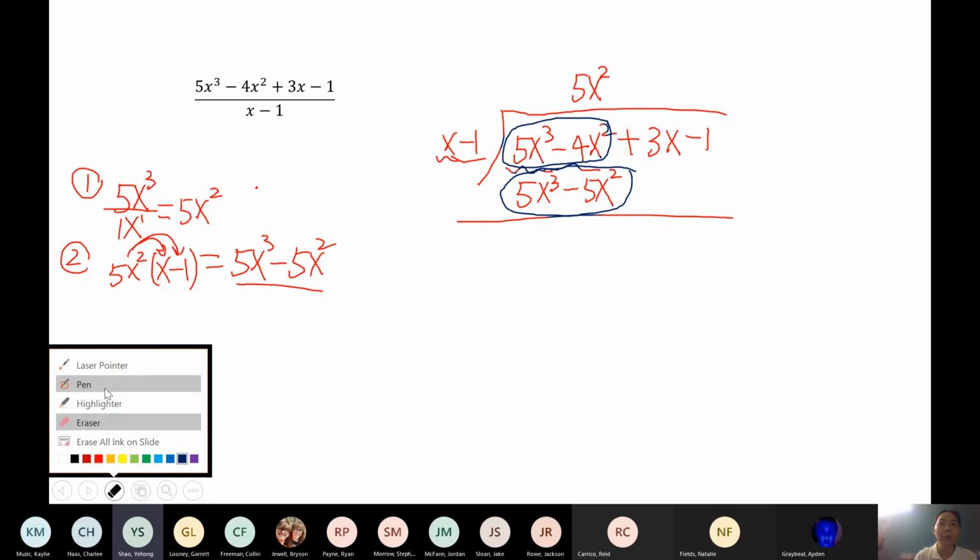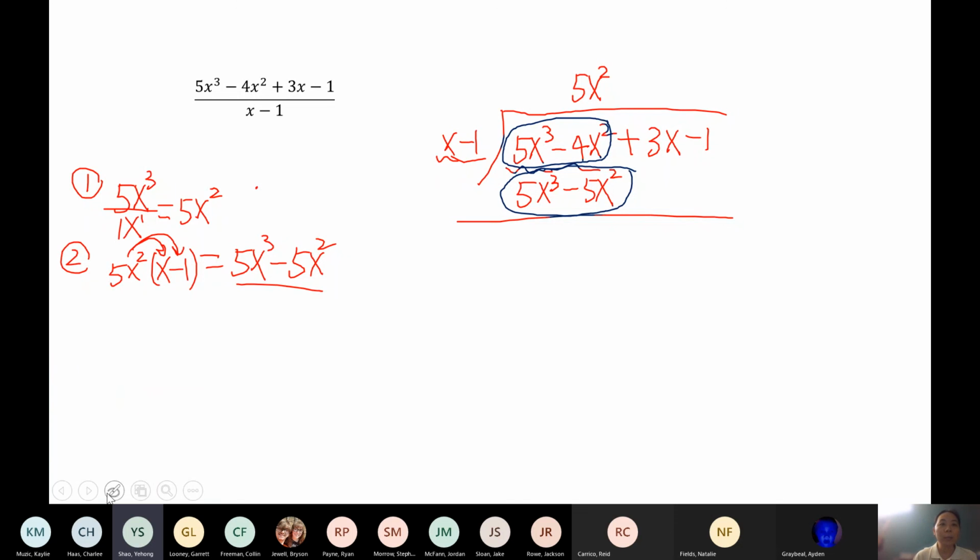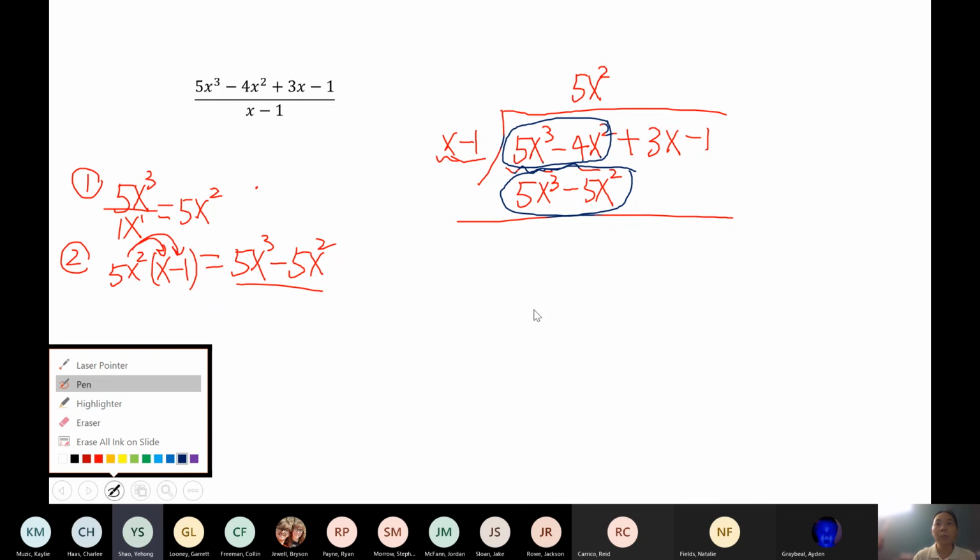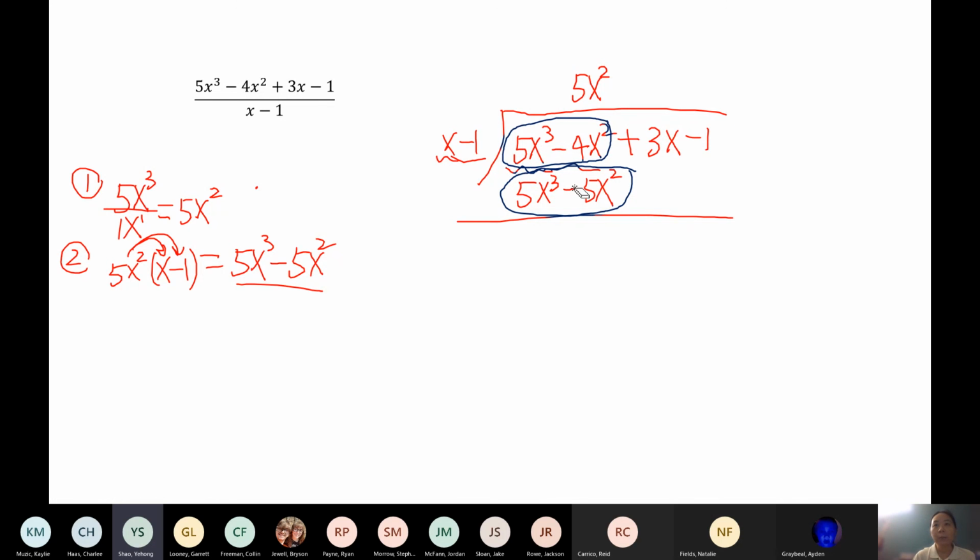If you got a different answer, just try to pay attention here. What we're doing is subtraction. So we do minus here. 5x cubed and minus 5x cubed, they cancel out. But there's another minus sign here. So -4 minus -5, keep change, so -4 plus 5 gives us 1x squared, or just x squared.